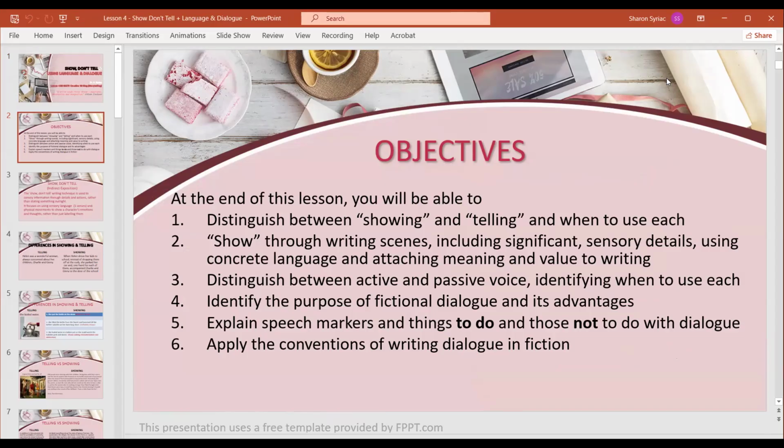You'll be able to distinguish between active and passive voice, identify the purpose of dialogue, explain speech markers and things to do and not to do with dialogue, because remember, we are looking not only at the topic of showing and telling, but also language and dialogue, and how to apply the conventions of writing dialogue in fiction.